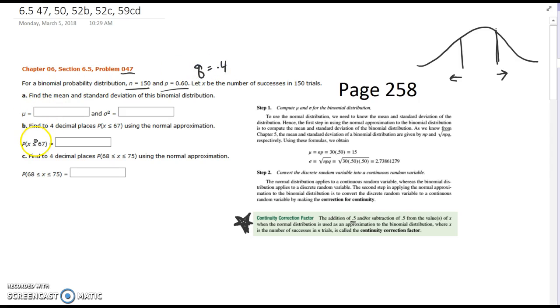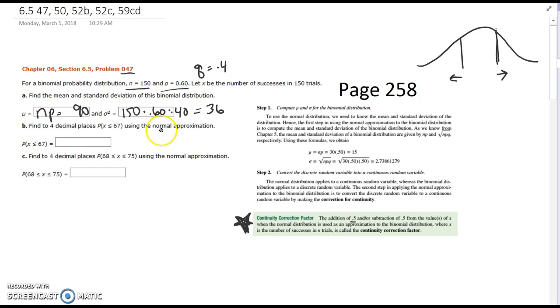So the average is going to be n times p. In this case, 150 times 0.6, which would give us 90. And then the square root of n times p times q would give us our standard deviation. Here we're wanting sigma squared. So we take n times p times q, so 150 times 0.6 times 0.4, which would give us 36.